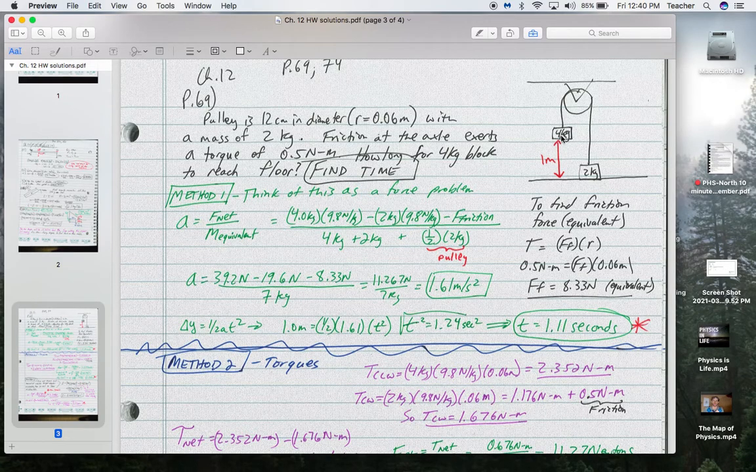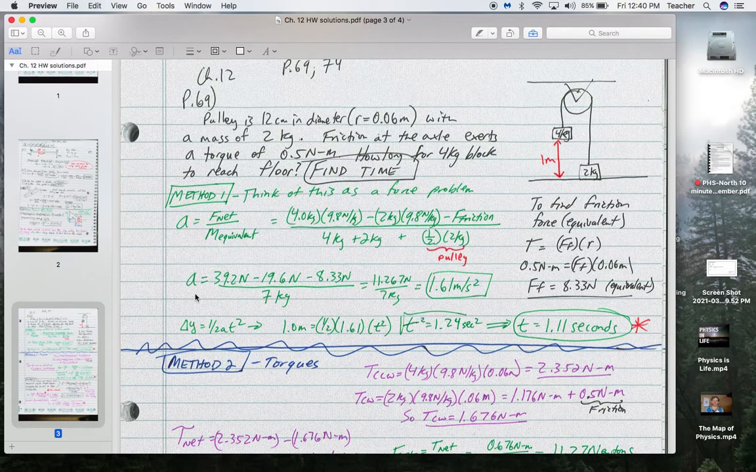To find the force of friction, we can think of, although the friction acts at this axle, it can create an equivalent torque of 0.5 newton meters. Well, if the force of friction was acting at the edge over here, it would act like an 8.33 newton force. In other words, 0.5 newton meters of torque is equal to 8.33 newtons of force acting at this 0.06 meter distance. So since these other two forces are acting at the outside radius, I wanted to think of friction acting there as well, just for comparison purposes.